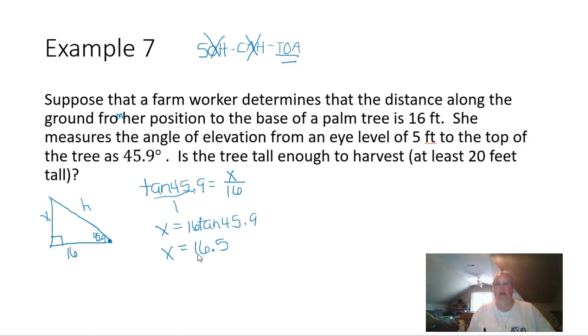But wait a minute, remember her eye level was at 5 feet, so that means that there's actually a little bit more to the tree right here, because she is standing looking at this part of the tree right there. And so the height of the tree is actually going to be the 16.5 feet that we measured plus the 5-foot eye level that she has. So this is going to give me 21.5 feet. So the tree is 21.5 feet tall. Is it tall enough to harvest? Yes. Yes, the tree is tall enough. It's 21.5 feet.